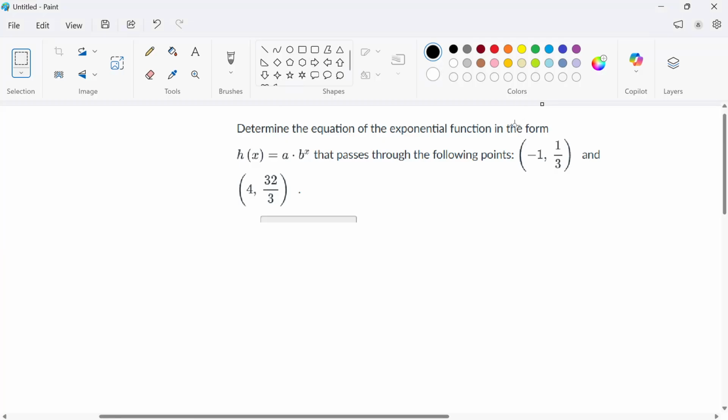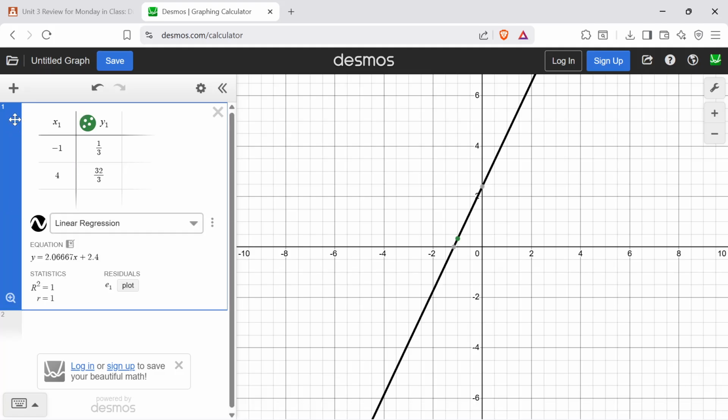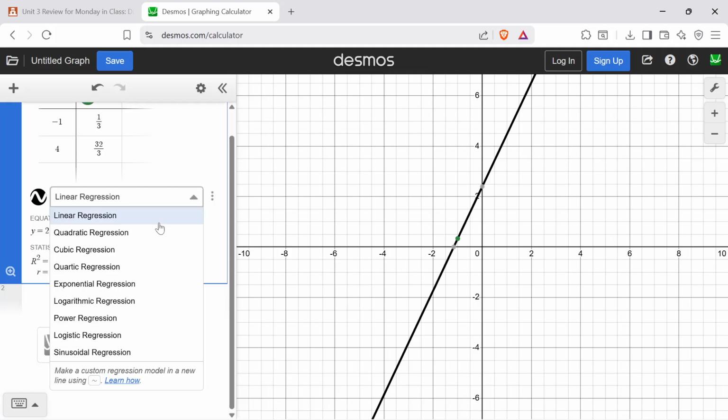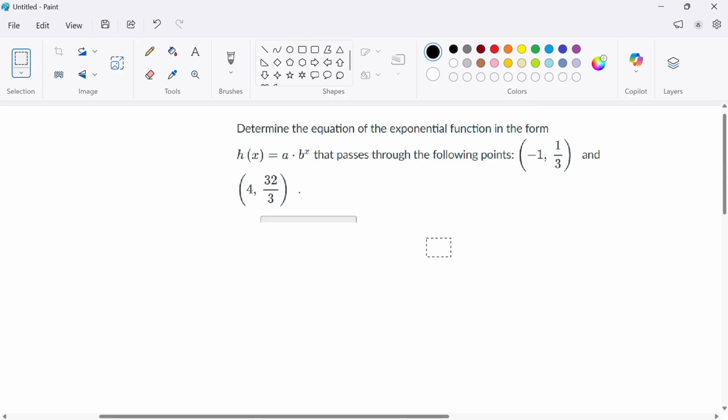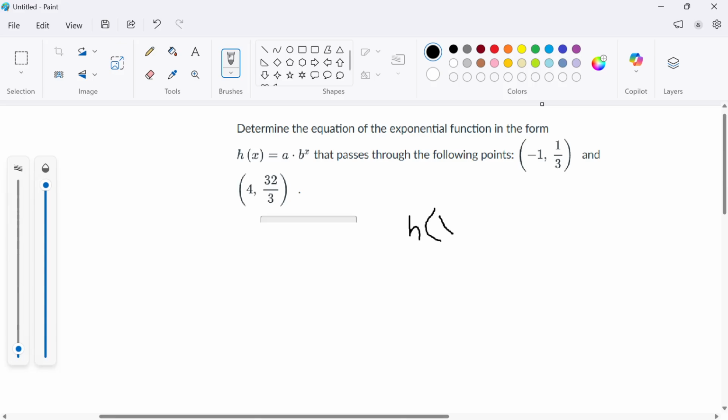32/3. And it says it's an exponential function, so I'll press this button. You would go to stat, and then you arrow over, calculate, and then go down to exponential regression. And notice the r squared is 1, which means it's 100% accurate. It's 0.6667, which is 2/3, times 2 to the x. So h of x equals 0.66667, 2/3, times 2 to the x.